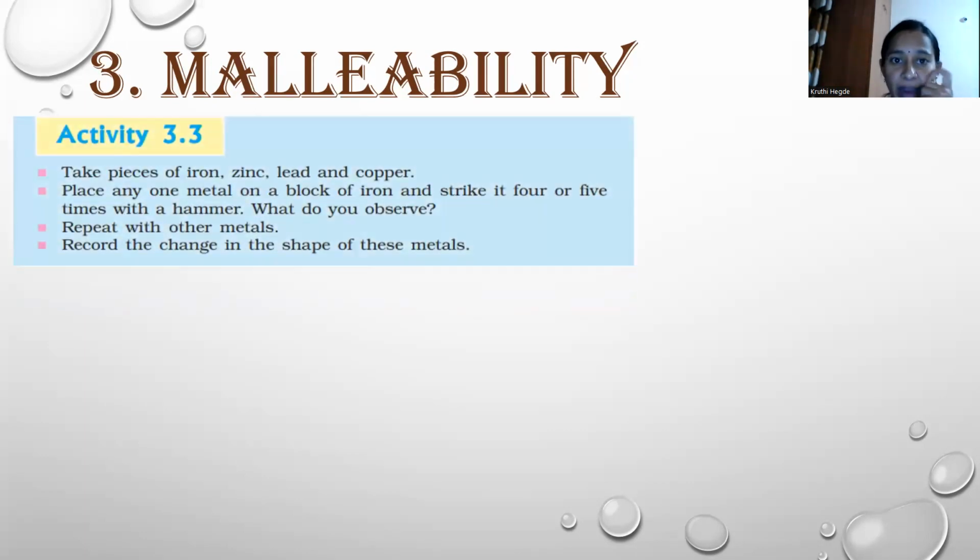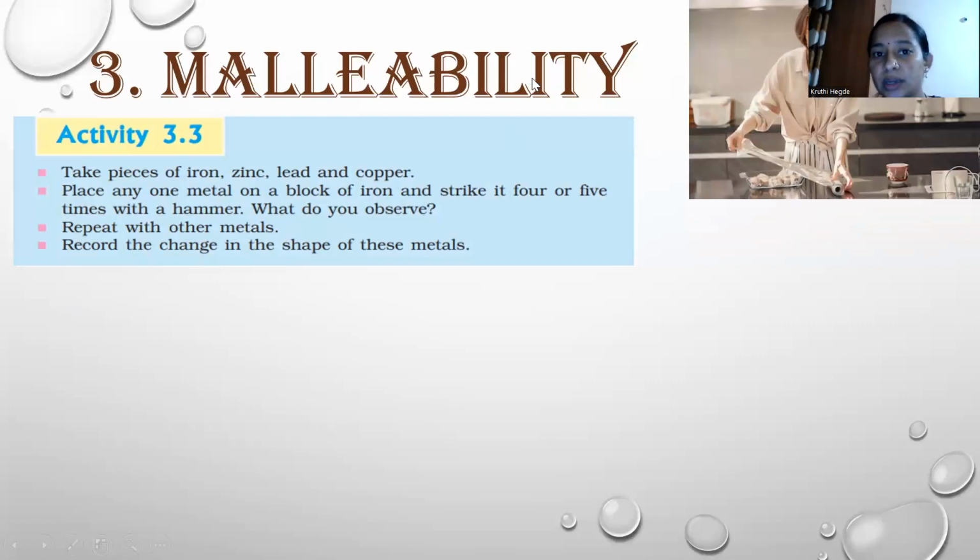Take a piece of iron, zinc, lead, and copper. Place any one metal on a block of iron and strike it 4 to 5 times with hammer. What do you observe? You observe that these metals are flattening. Repeat with other metals. Record the change in shape of these metals. If you do this particular activity, you will get to know that metals can be easily beaten into sheet.